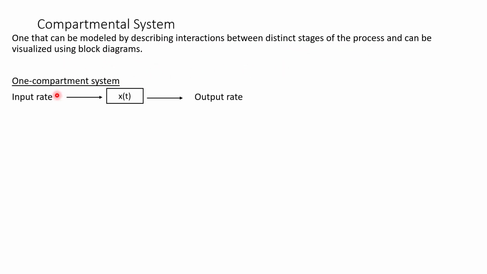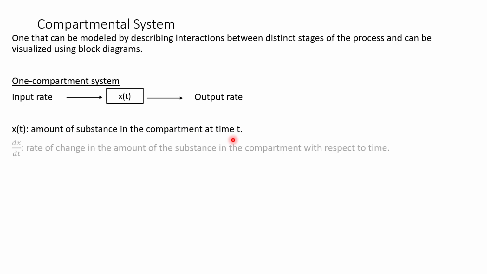So here's a one compartment system. We have our input rate, we have some function x of t, and then our output rate. The input rate gets plugged into our function and we get our output rate. x of t is the amount of substance in the compartment at time t. The derivative of x with respect to t would be our rate of change, specifically the rate of change in the amount of the substance in the compartment with respect to time.